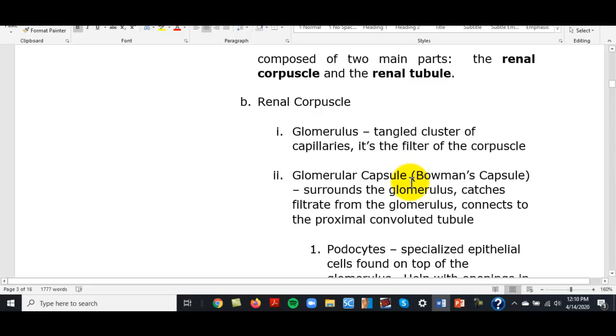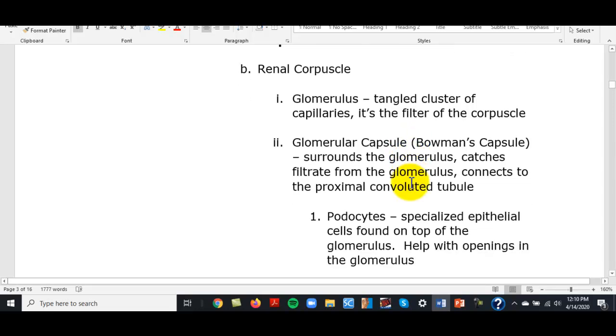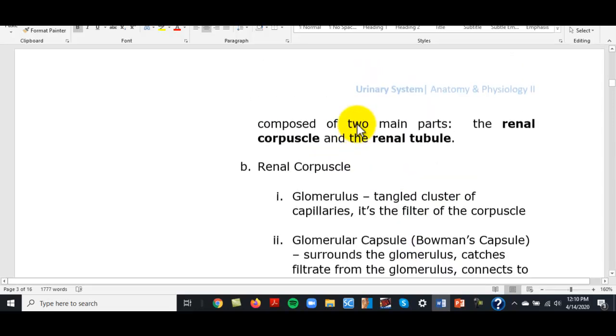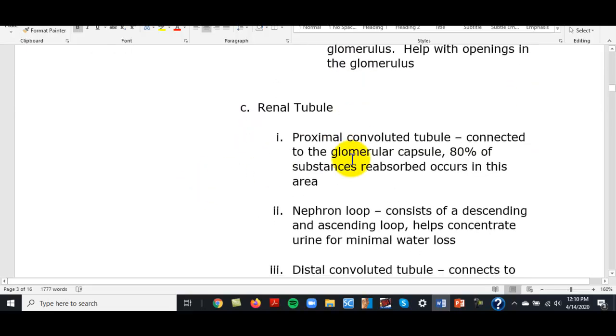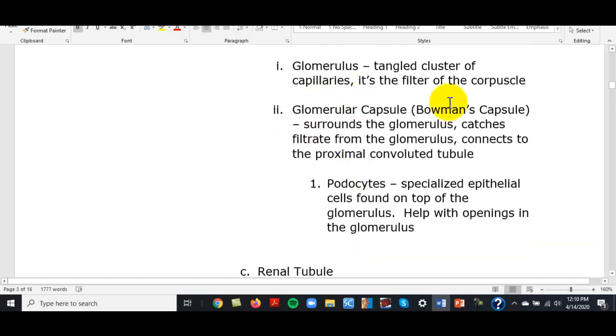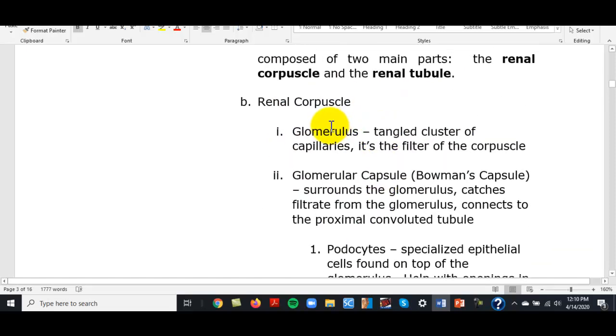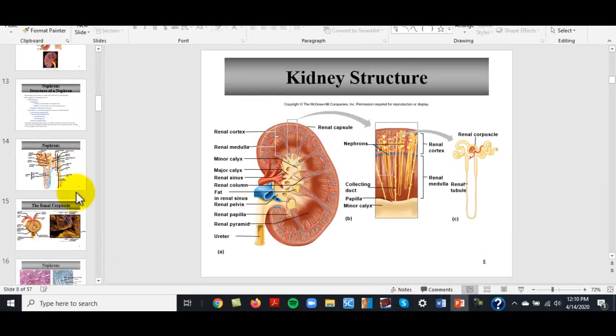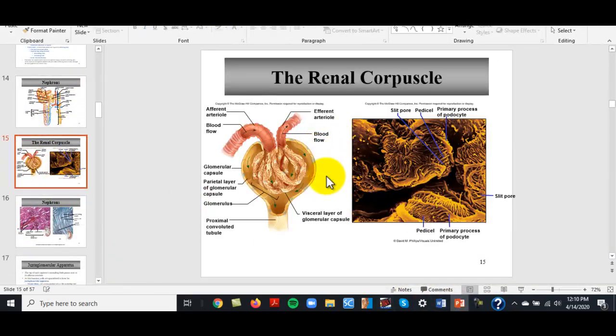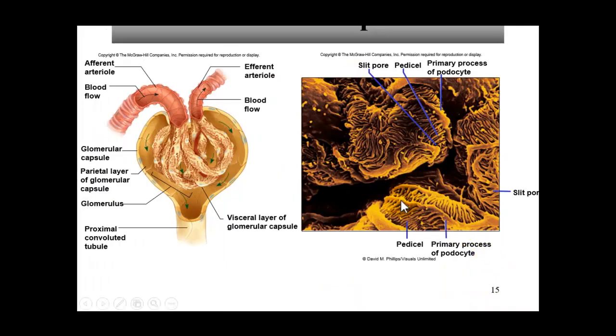All right, you can see there are different parts. There are 2 parts to a nephron, the renal corpuscle and the renal tubules. And then we'll go through this. There are 3 little things here on a renal corpuscle we need to go through. I'm going to go to there. This is a really good picture.